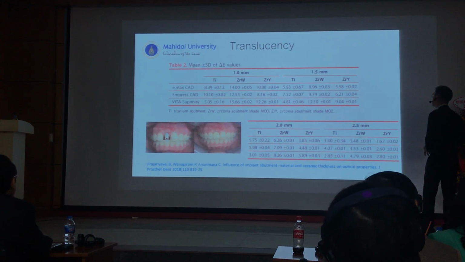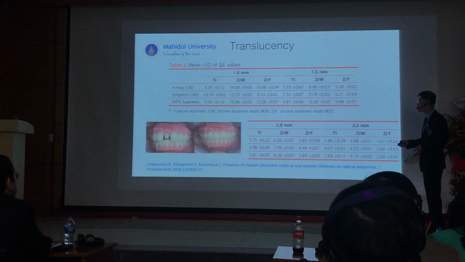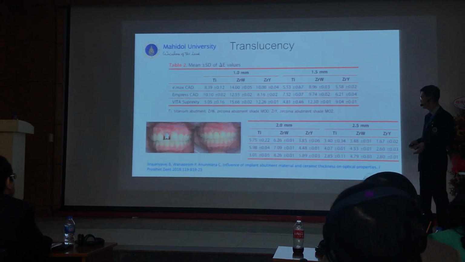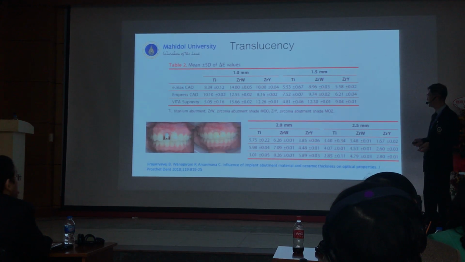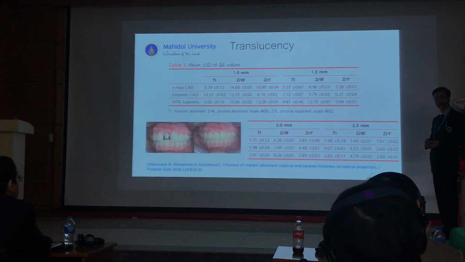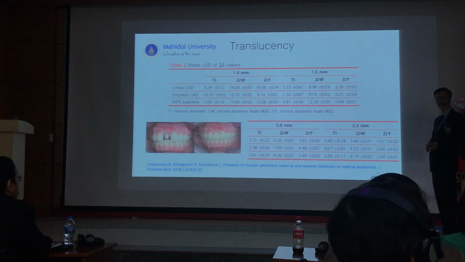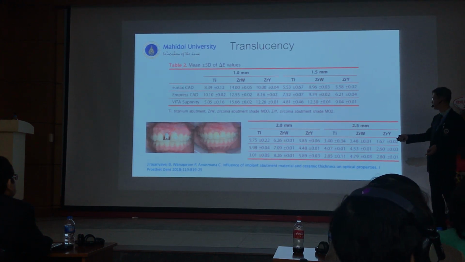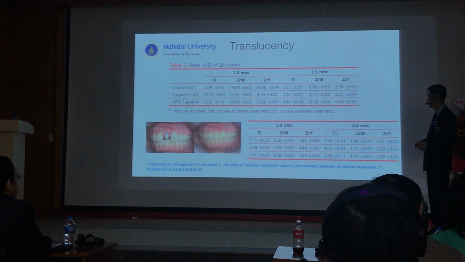And we found that we need to make the restoration at the anterior tooth thicker than 2 millimeters to cover the color of the background material, especially titanium and white zirconia. It should not be less than 2 millimeters. Sometimes you need to make a restoration more than 2.5 millimeters to cover the color of the zirconia or the titanium. But for the yellow zirconia, maybe around 2 millimeters is okay.